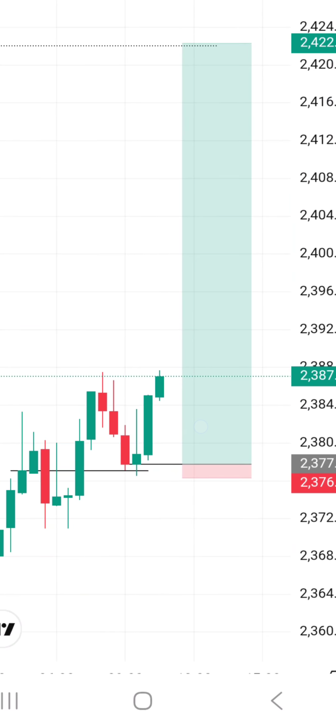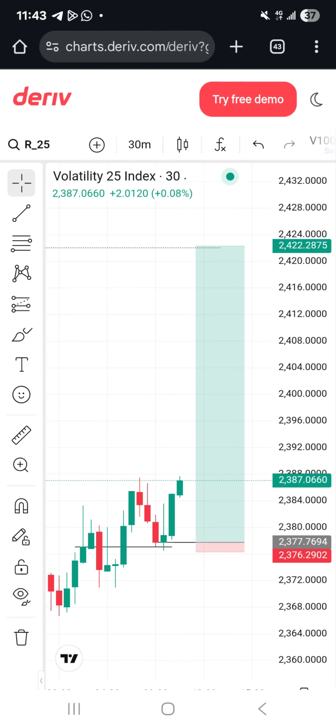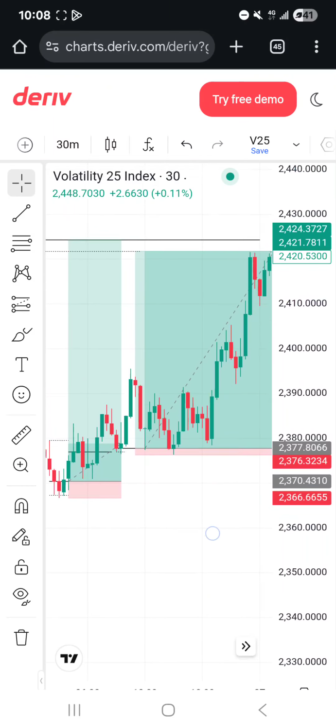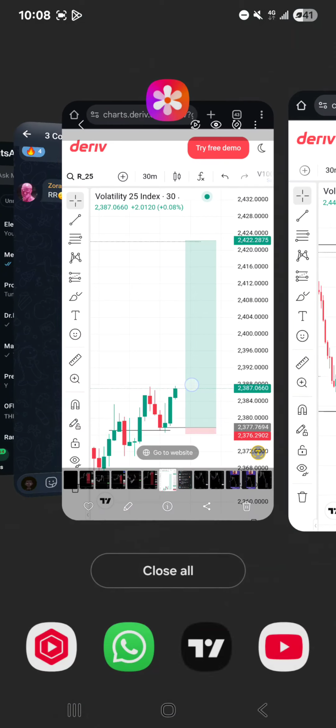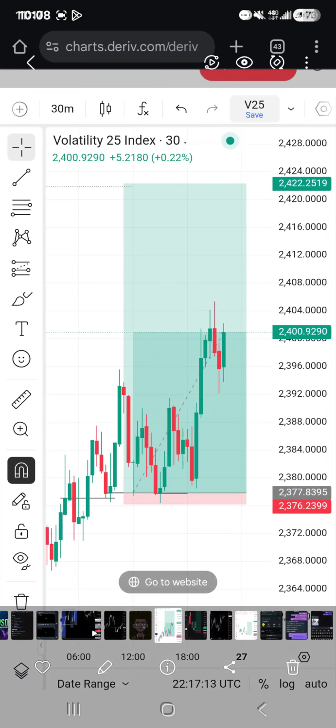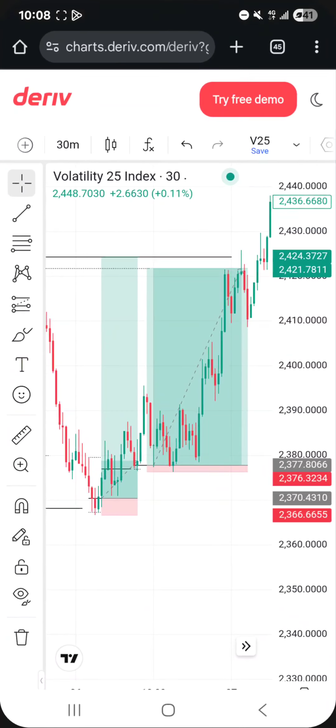V25, you can see the entry, the sweep, and then the support that was created, and that's the same thing. That's exactly the same thing I did here. And yeah, this is the setup before it played out, and then this is the setup while it was playing out, and then this is the final result.